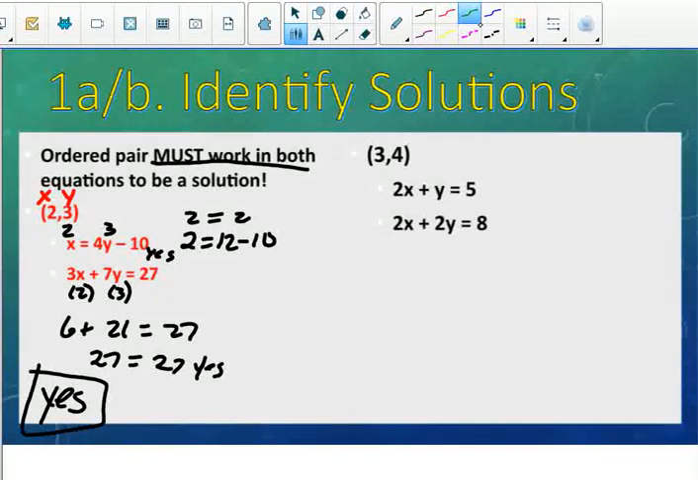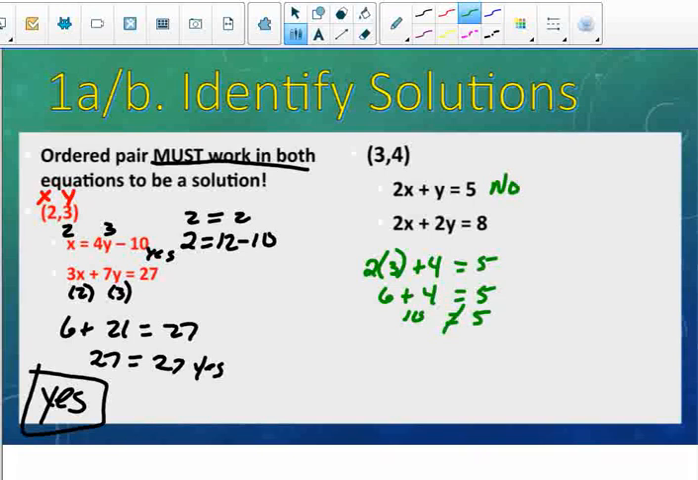Our next one here, put a 3 in for x and a 4 in for y. So I have 2 times 3 plus 4. This has to equal 5. 2 times 3 is 6. 6 plus 4 is 10. 10 does not equal 5. So no, it doesn't work here. I don't have to go any further because once I have one no, I know it's not a solution.